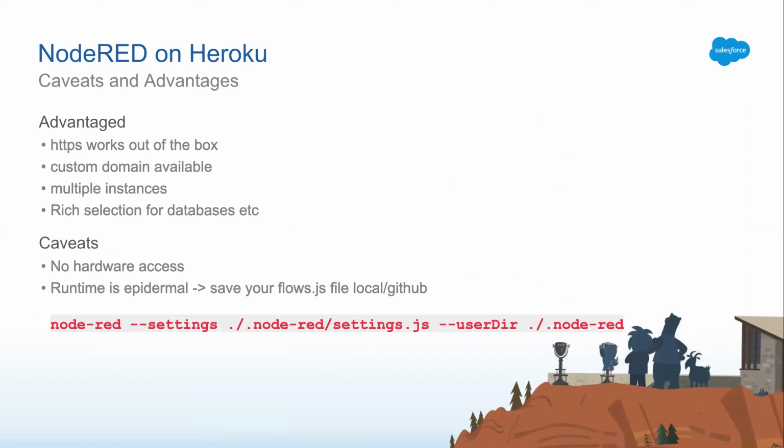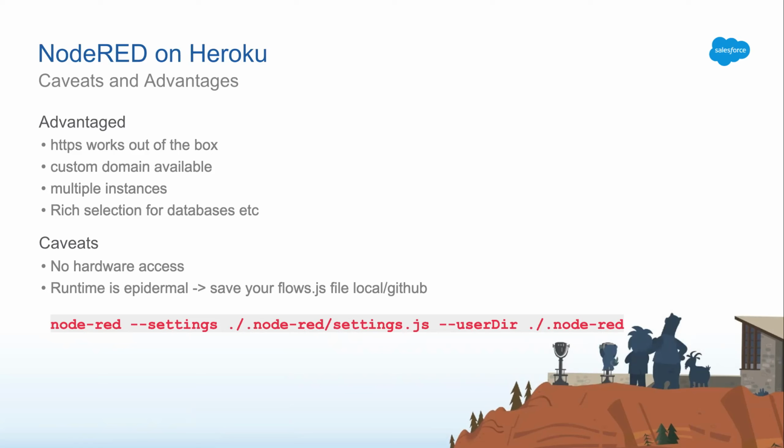NodeRED on Heroku. The nice little thing is it works out of the box. Of course, if you try to read an I/O port on NodeRED, that's not going to fly. That's something you want to use on a Raspberry Pi. The biggest one is the runtime in Heroku, or by the way, in AWS or Bluemix or whatever, is ephemeral. So whenever a NodeRED node is restarted, anything that you saved in the online file system gets reset to the original state. And NodeRED, out of the box, loads its flows from a flow.js file.